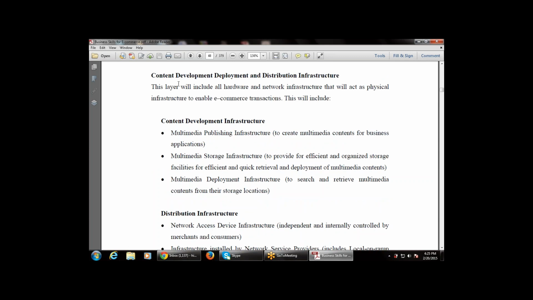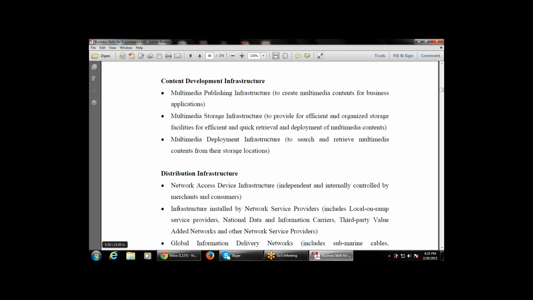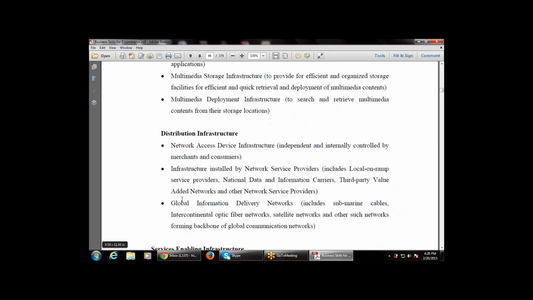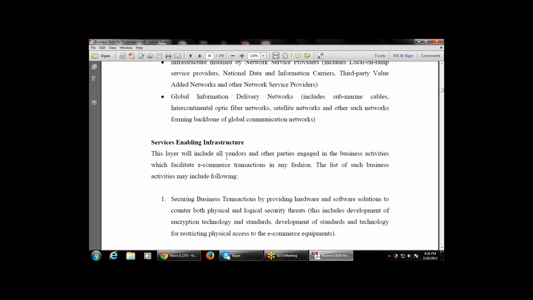Then next, this is the content development infrastructure. Then the distribution infrastructure, that is, how the items or various transactions must be distributed among various users. That includes network access device infrastructure and infrastructure by the network service providers, that is, how network access devices are used or implemented by the various NSPs, the network service providers. That includes the national data and information carriers, third-party value-added networks, and other network service providers. Then the last one is the global information delivery network. Then we have discussed service-enabling infrastructure.